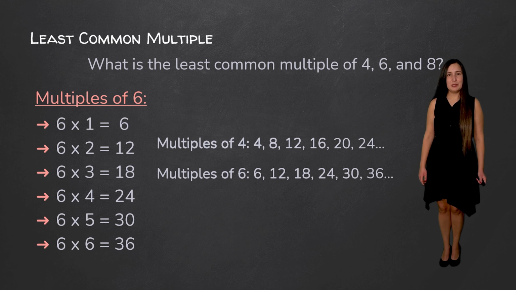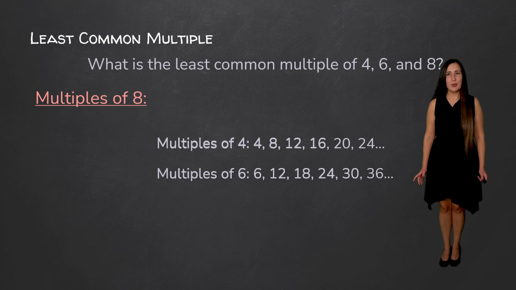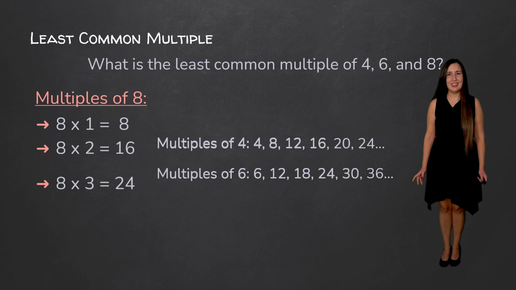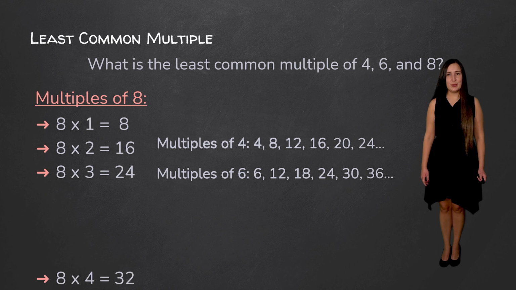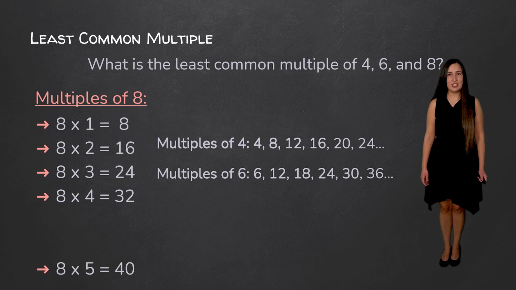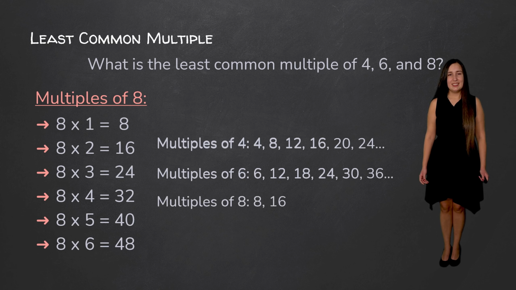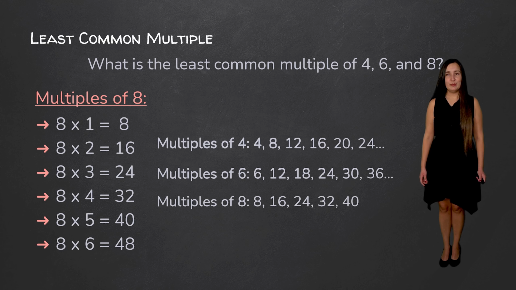Now let's do our multiples of 8. We know that 8 times 1 is 8, 8 times 2 is 16, 8 times 3 is 24, 8 times 4 is 32, 8 times 5 is 40, and 8 times 6 is 48. So our multiples of 8 include 8, 16, 24, 32, 40, 48, and so on.